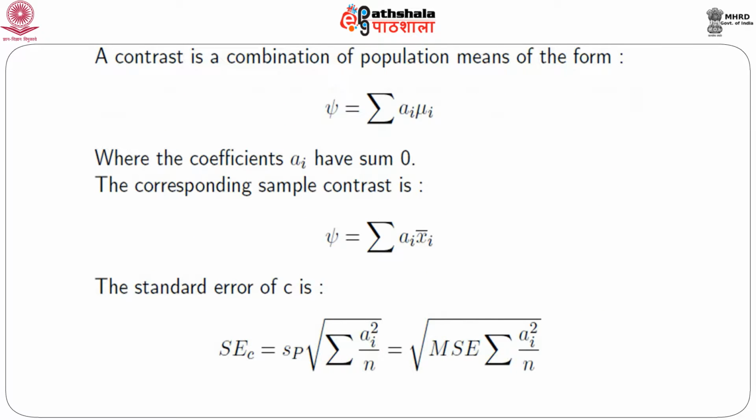Contrast. A contrast is a combination of population means of the form psi equal to summation ai mu i, where the coefficients ai have sum 0. The corresponding sample contrast is c equal to summation ai x i bar. The standard error of this is SEc equal to the given formula.